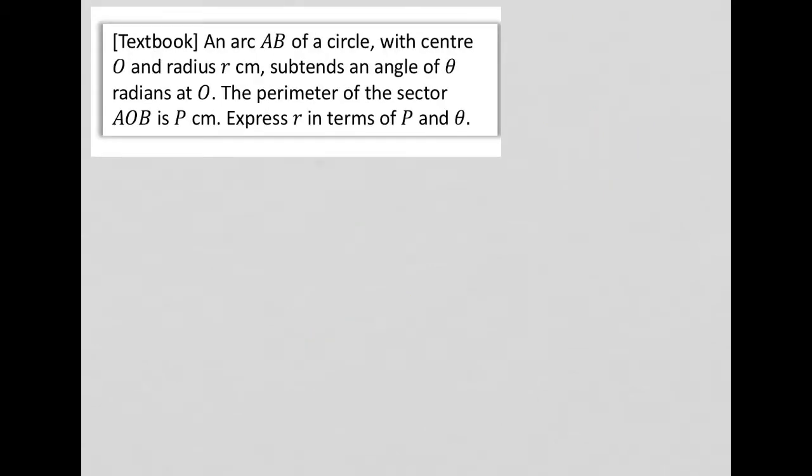Number 4, an arc AB of a circle. So we're back to using our L equals r theta. An arc AB of a circle. So I'm going to draw a circle, and I've got an arc AB with centre O and radius r.